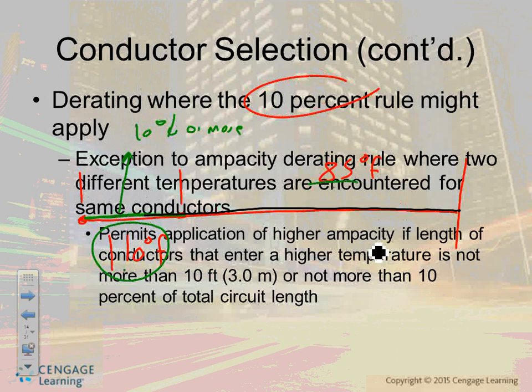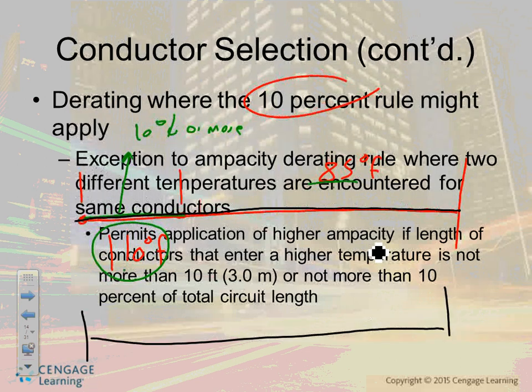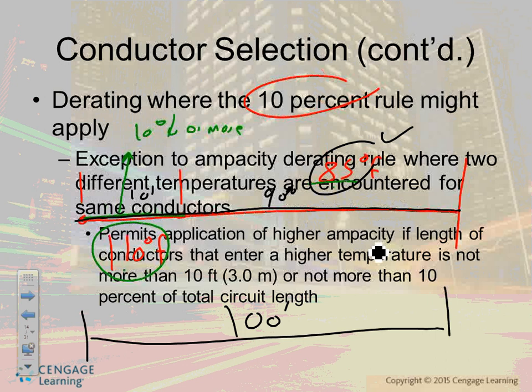Okay, let's take an example here. Suppose that this was 100 feet. From here to here is 100 feet, right? What's 10% of 100 feet? So 10 feet here and 90 feet here. In this case, which temperature would you use? This guy, because it's 10% or less. You see what I mean? 10% or less.